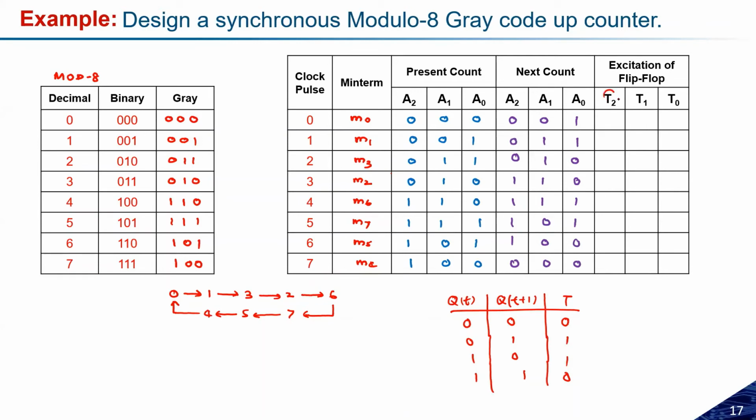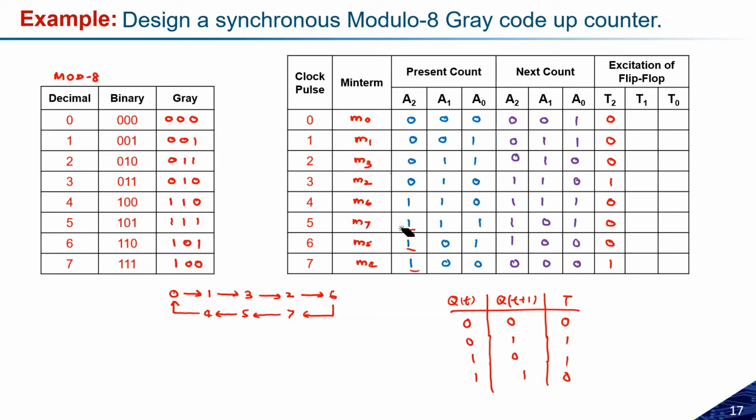Considering this, if I have to make the table for T2, I will use A2 and A2, for the present and the next. Here 0 and 0 gives T equal to 0. 0 0 and 0 0 gives 0, and 0 and 1 gives 1. Then 1 and 1 is 0, 1 and 1 is 0, and 1 and 0 is 1. So this is how I can make the table for T2. T2 is fine. Now let us see the table for T1 and T0.